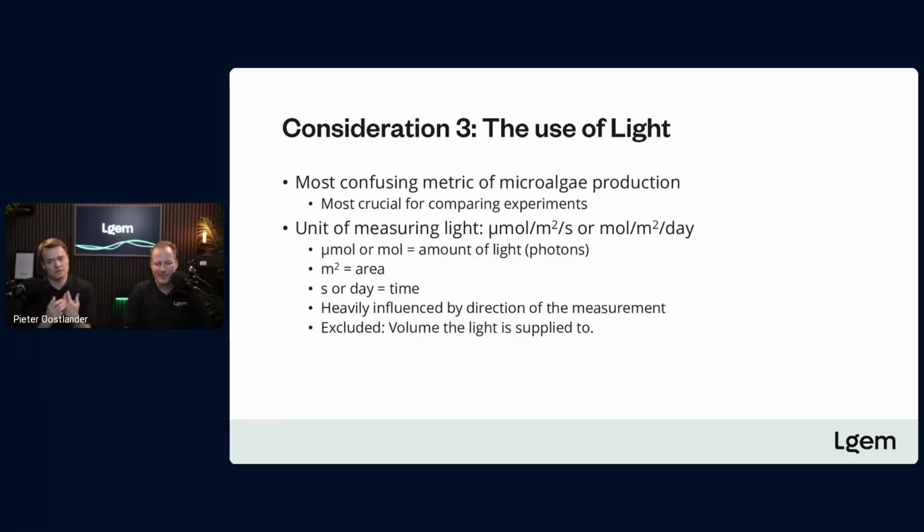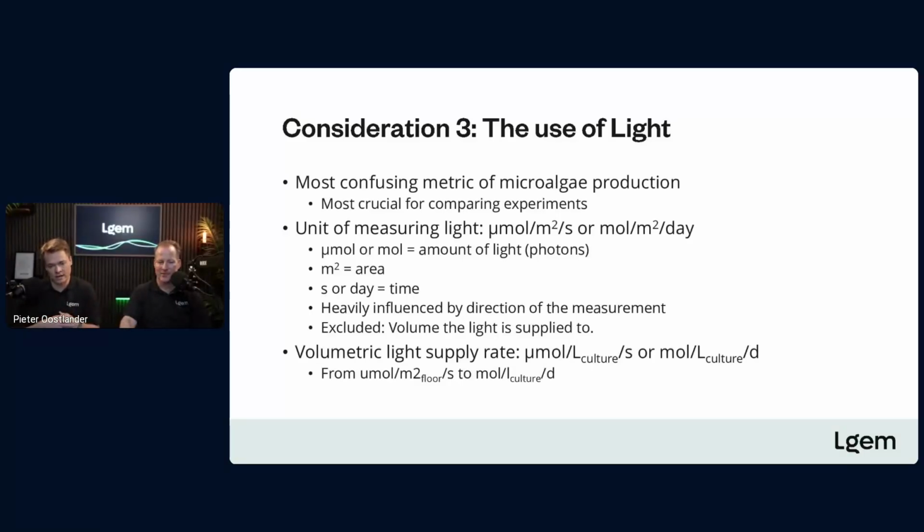When working with artificial light, it's very important to understand that the exact location of the measurement, as a measurement at one spot, does not always represent the average of the full reactor area. And this can be confusing when a reactor is sometimes equipped with a light sensor and it's measuring light at only one spot. So the metric of micromoles per square meter per second doesn't really tell that much on what is going on in the reactor, or it completely forgets about reactor geometry. So at Lgem, we like to think about light in a volumetric light supply rate. So the amount of light that we supply to a liter of culture per unit of time. And that can be days, seconds.